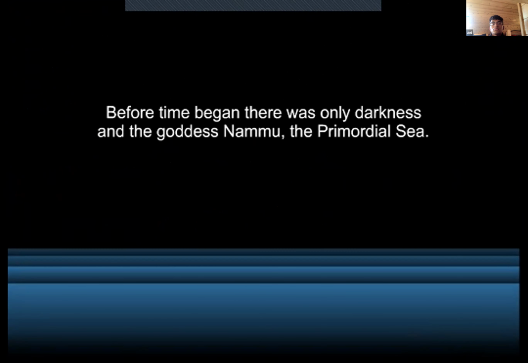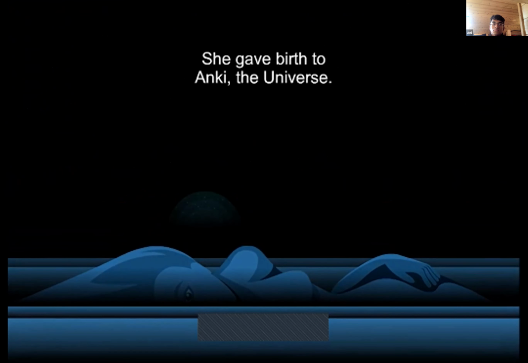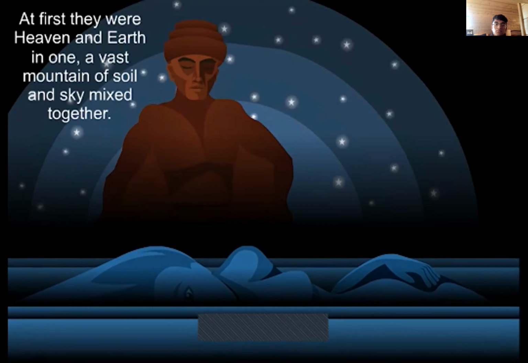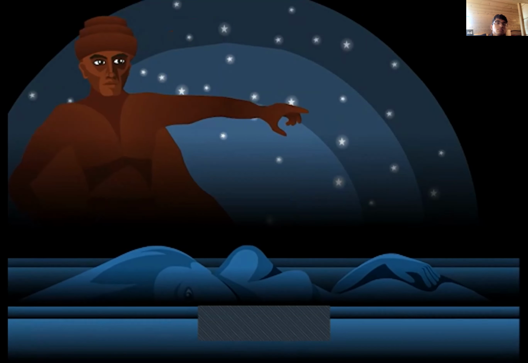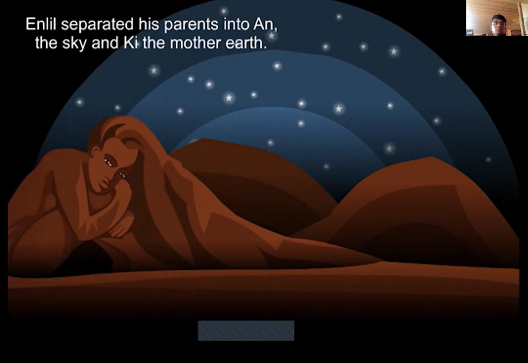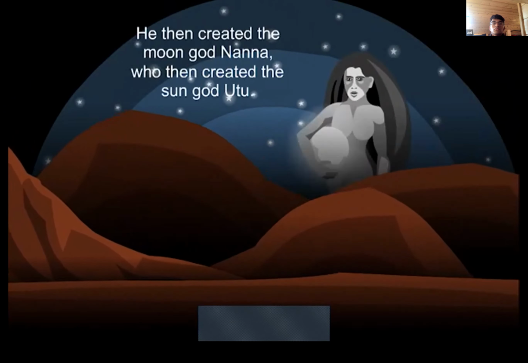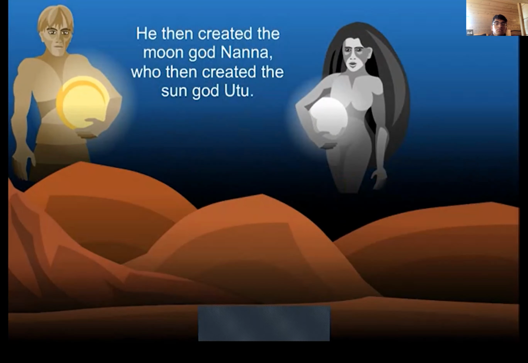Before time began, there was only darkness and the goddess Nemu, the primordial sea. She gave birth to Anki, the universe. At first, they were heaven and earth in one, a vast mountain of soil and sky mixed together. Anki produced Enlil, the air. Enlil separated his parents into An, the sky, and Ki, the mother earth. He pulled his mother down to form solid ground and pushed his father up to form the heavens. He then created the moon god Nanna, who created the sun god Utu.